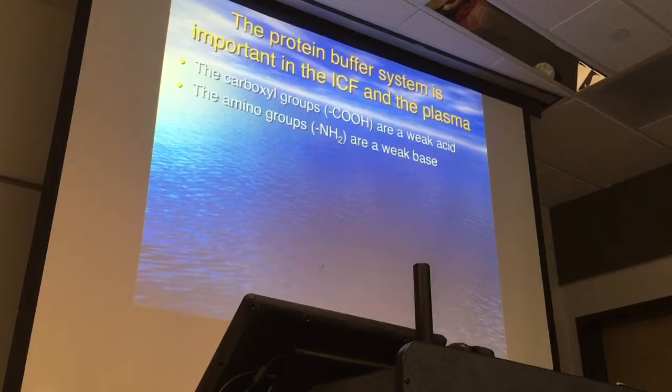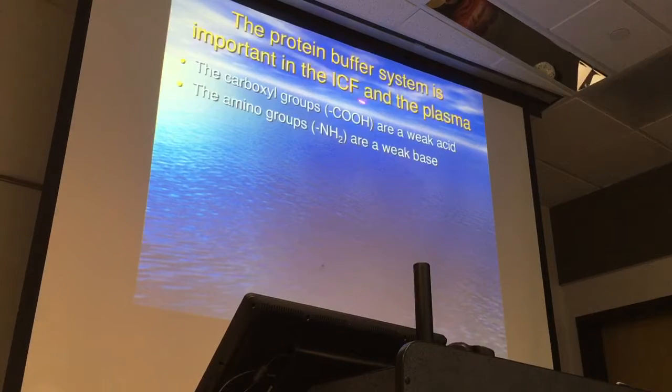Got it? So where there's proteins, they are excellent buffers, just the proteins themselves. So this is important in the ICF and the plasma. That's inside of cells and in plasma. Why isn't the protein buffer system important in interstitial fluid?